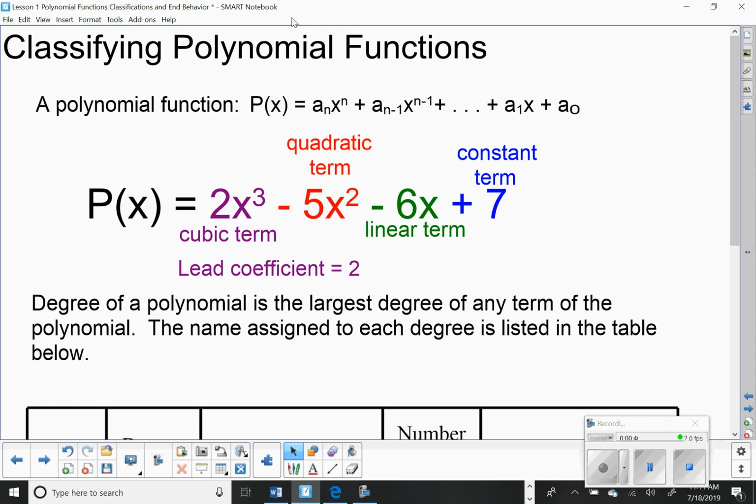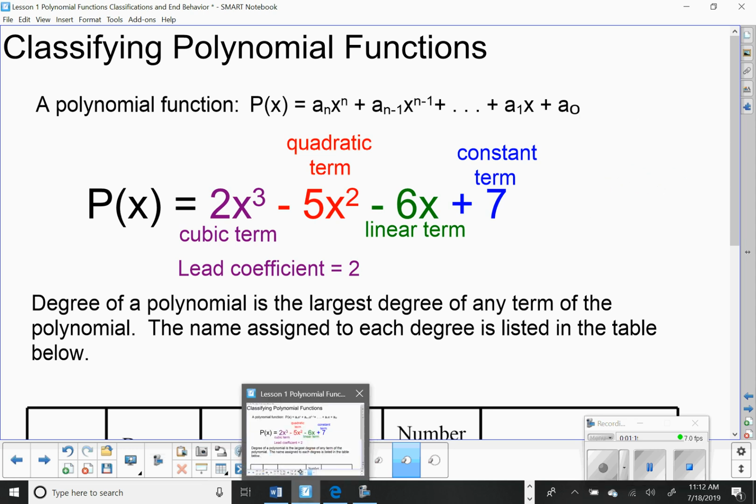Okay, understand though that it is simply telling you that you have a number times x raised to a power plus another number times x raised to the next lower power and on and on until you have just a number. Remember that you could have x raised to the 0 power, but since x raised to the 0 power is equal to 1, we just get rid of it, and we have what's called a constant.